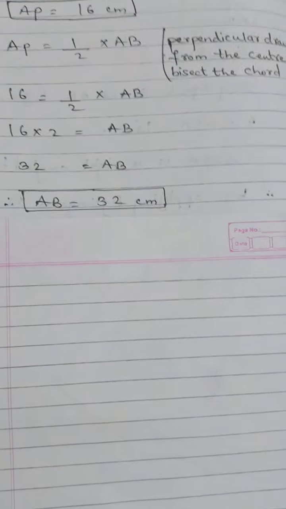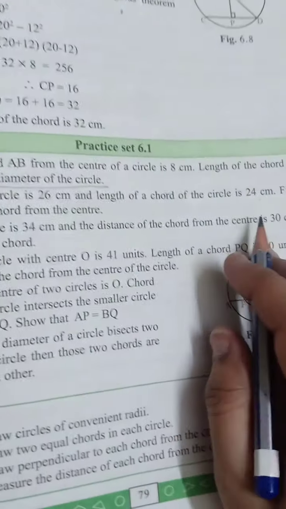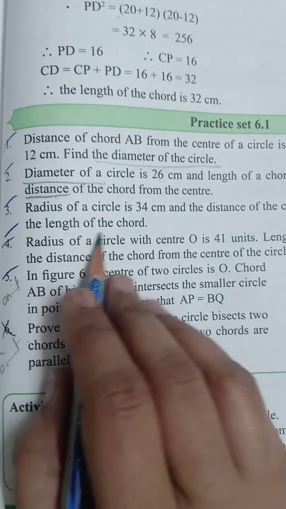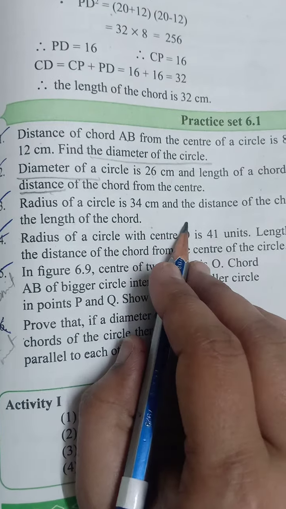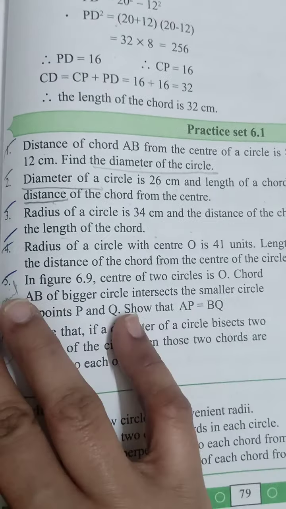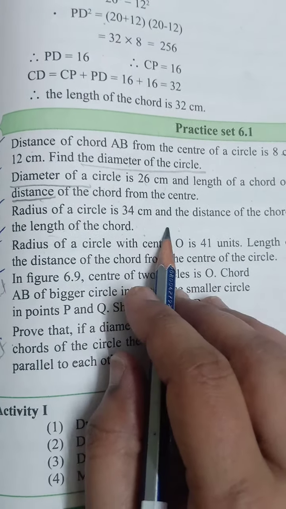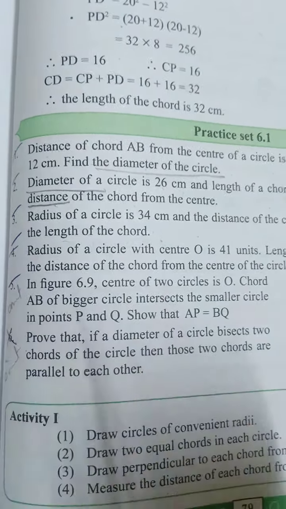At last we can write the statement from the question only. After find, what is given? The length of the chord. So you will write the length of the chord is 32 centimeter. See here, the answer is 32. So we will write the length of the chord is 32 centimeter. In this way we have completed our question number 3.